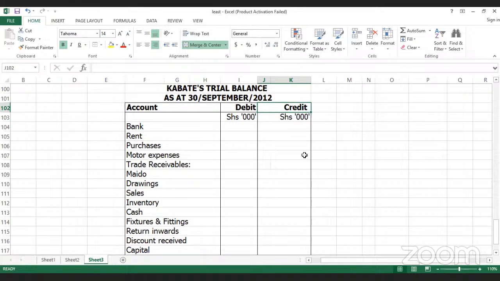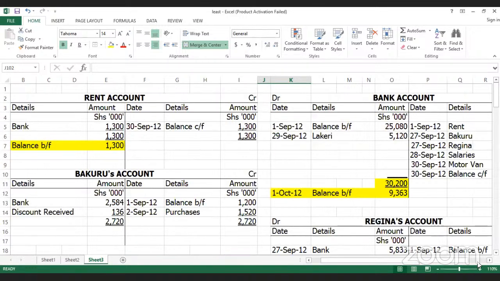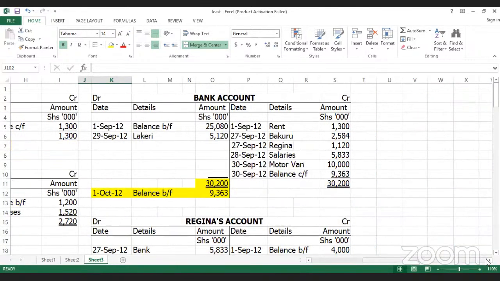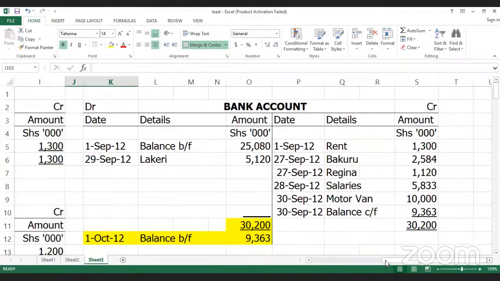So we are going to extract a trial balance. Look at your bank account. Let me take you to the bank account. This is our bank account. The bank account has a debit balance.